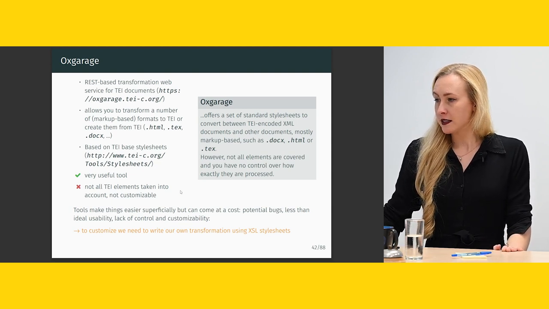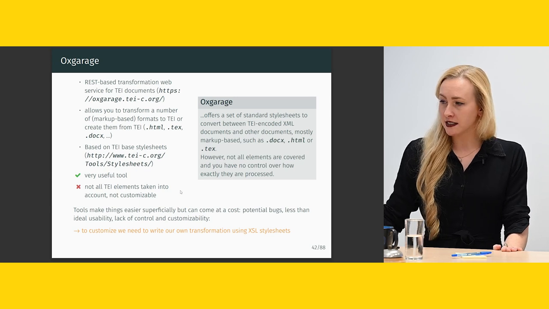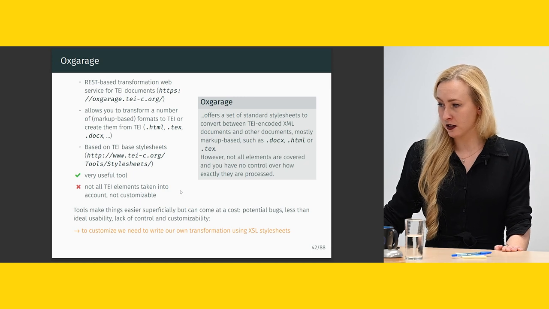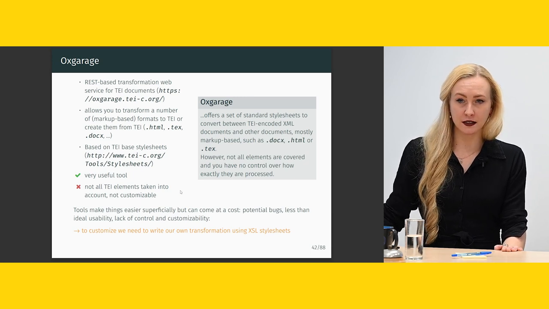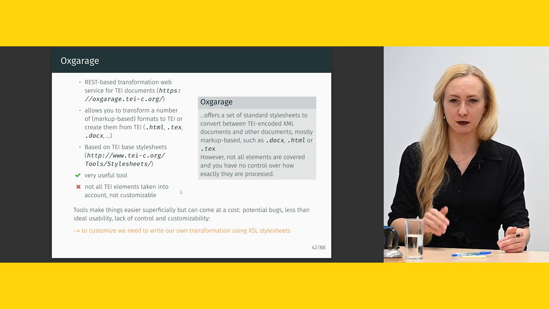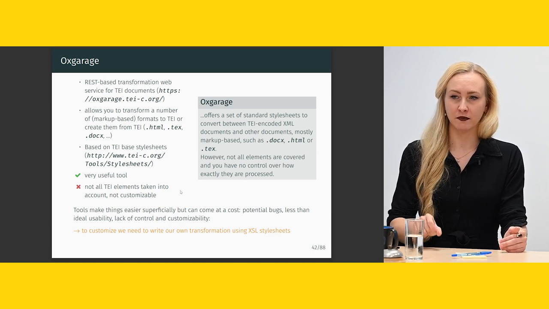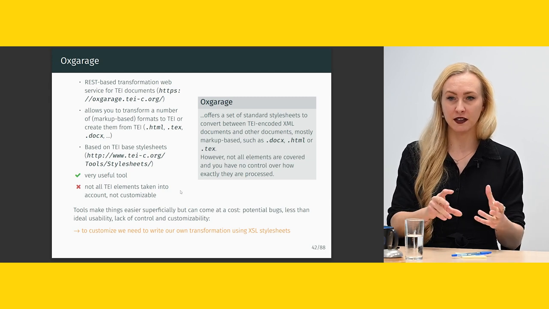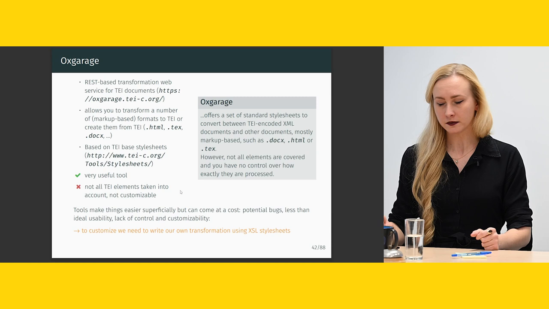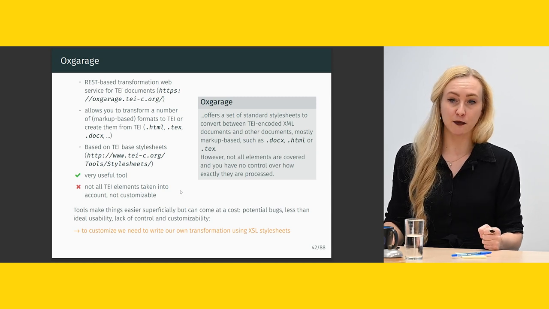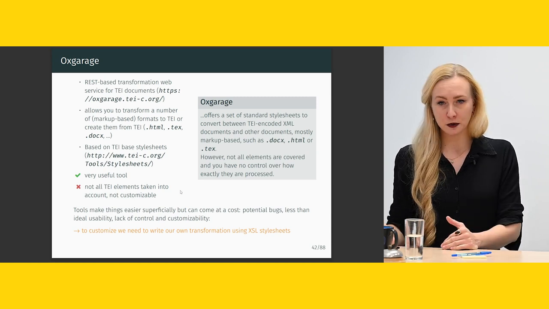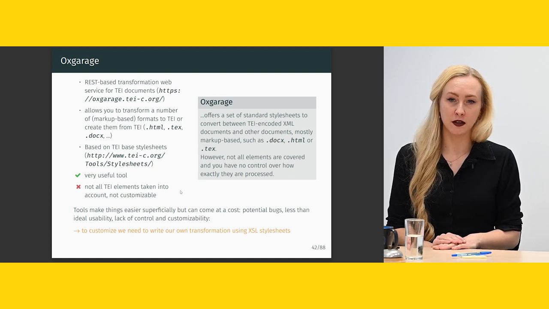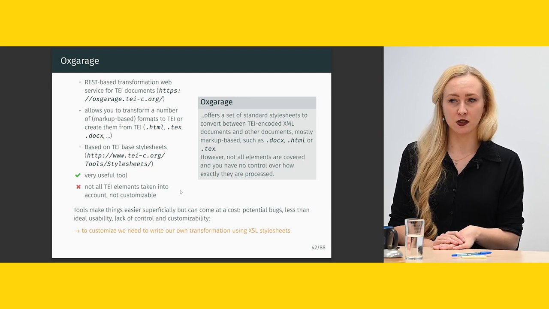So yeah, you could say that OxGarage offers a set of standard style sheets to convert between TEI-encoded XML and other documents, mostly markup-based. So markup is this principle of what we've seen in XML, that you have certain things like elements which tell you what something is, and then the content itself. That is markup. There are many different markup formats that sadly we can't go into today. But it will convert them to most of them, but possibly with a loss of content.